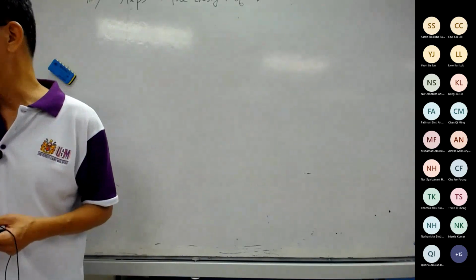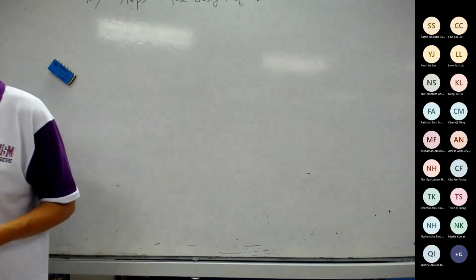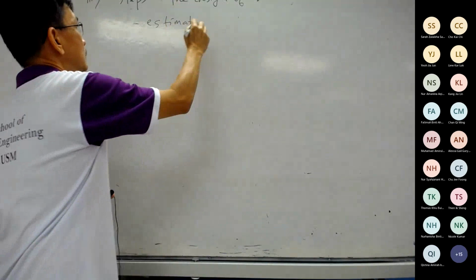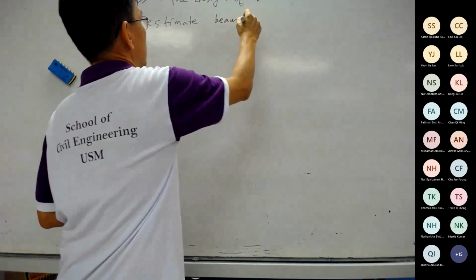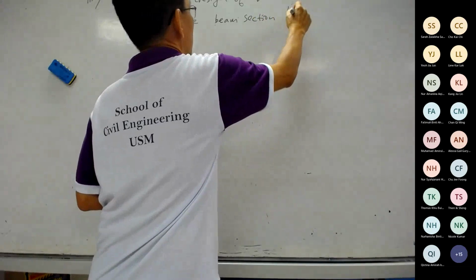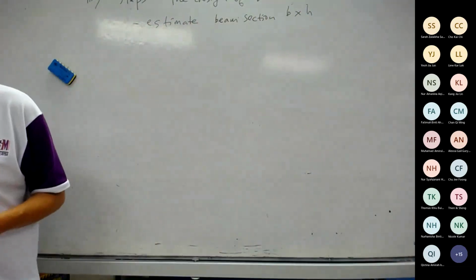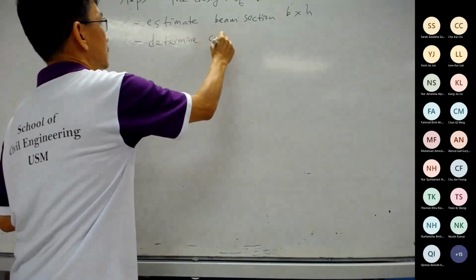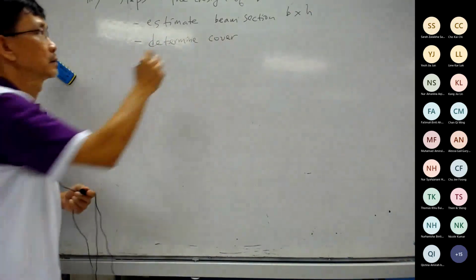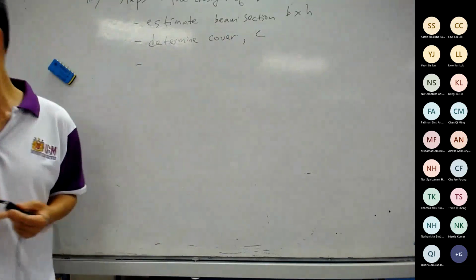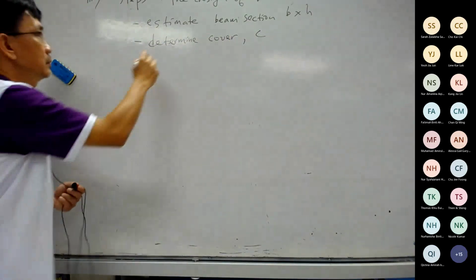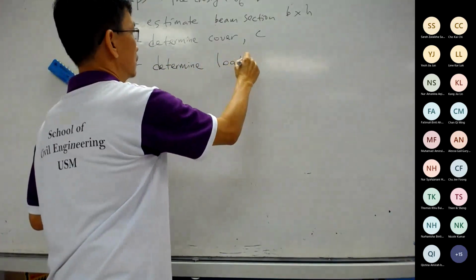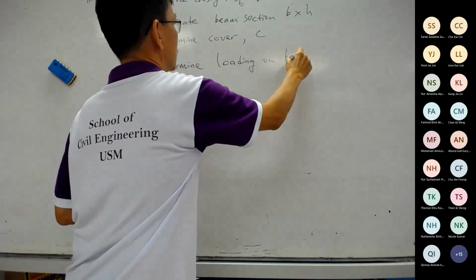Of course, you start with the key plan that you have decided. Then you go to estimate the beam section, which is your B and H. Okay. Then you determine cover. After that, you determine loading on beam. Okay.